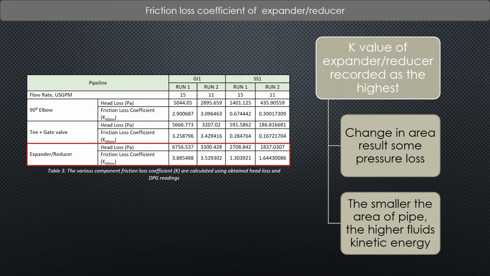The K value of expander or reducer is recorded as the highest among the other two fittings, which are T plus gate valve and 90-degree elbow. This is due to the changes in the area where the fluid is flowing that result in some pressure loss. In a system where the area of the pipe decreases, kinetic energy is produced due to transformation of some potential energy as the fluid flows through a smaller pipe.